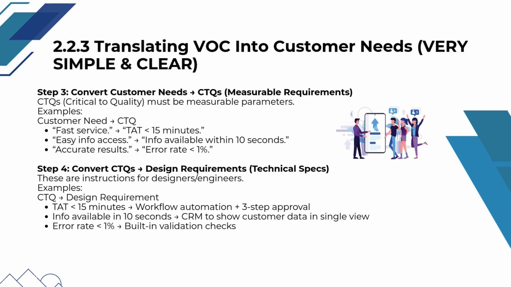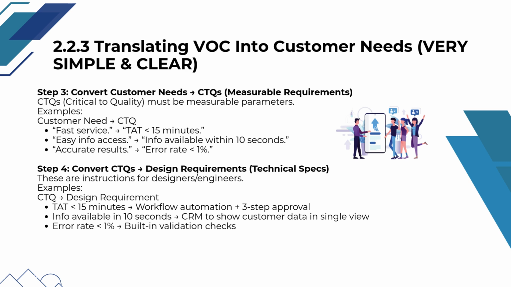After defining customer needs, the next step in DFSS is to convert them into critical to quality (CTQ) requirements, which are measurable parameters that define exactly what the customer expects. For example, the need for fast service becomes a CTQ of turnaround time under 15 minutes. Easy information access is translated into information available within 10 seconds, and accurate results is captured as error rate below 1%.